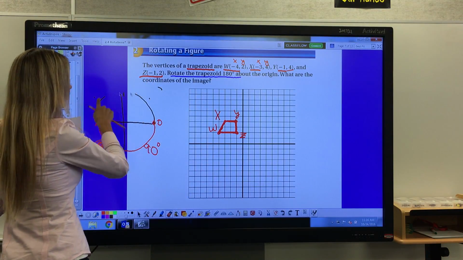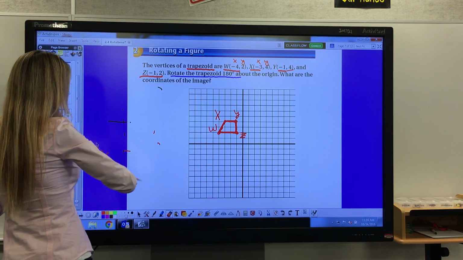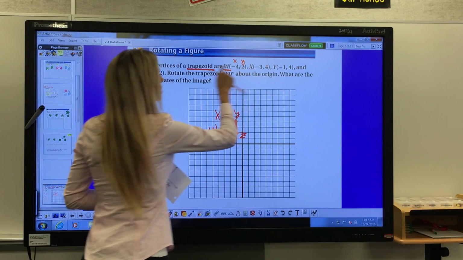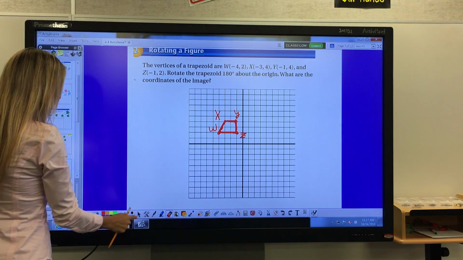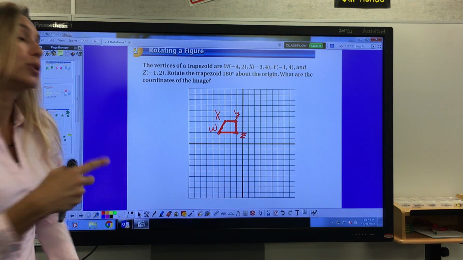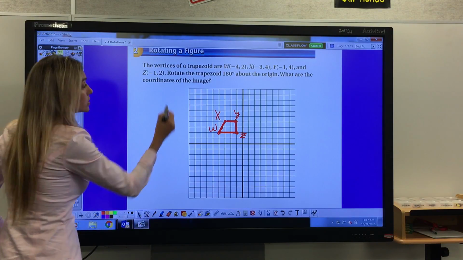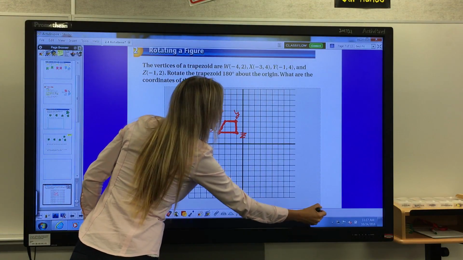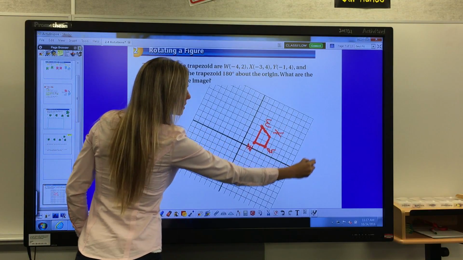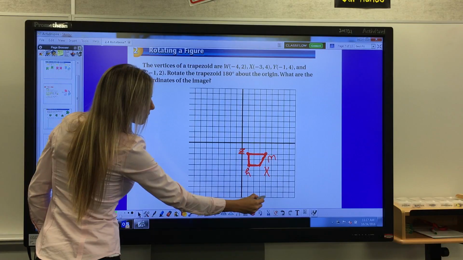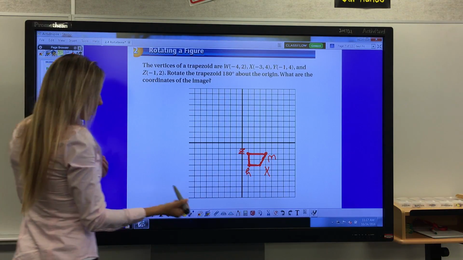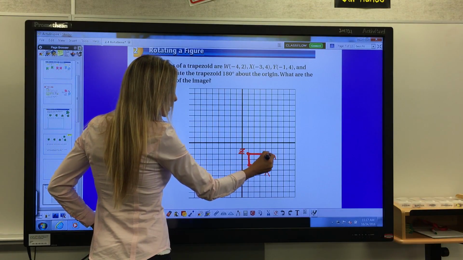Let me erase that. And let's rotate. I'm going to grab this image, and I'm gonna do 2 turns, right? 2 90 degrees turns. So let me select this whole thing, and let's go. 90 degrees, 180 degrees. This is where the new image lays.